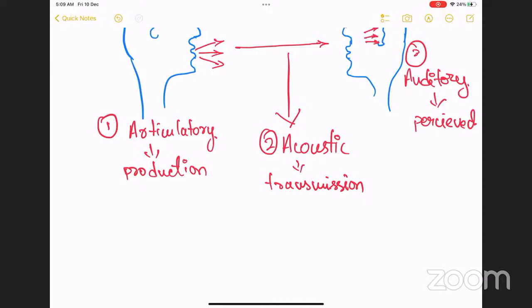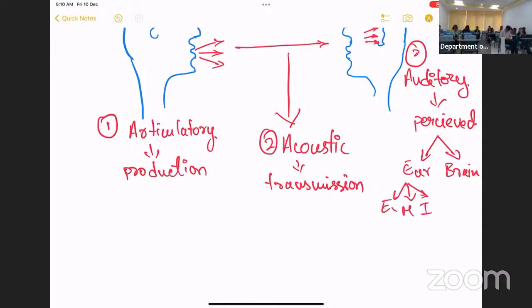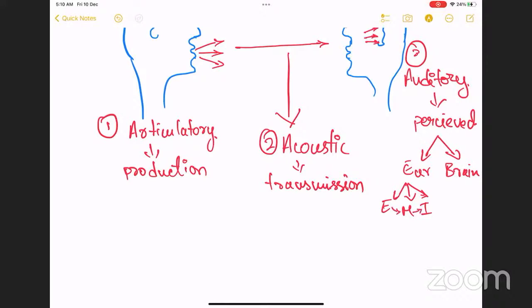Okay, even in the ear, you have two things. You have the work that is done by the ear, and then the work done by the brain. When it comes to the ear, there are three parts the sound travels through. You have the external ear, middle ear, and the inner ear. The sound travels from external to middle, middle to inner, and from the inner ear it goes out to the brain. Okay, any doubts still here?